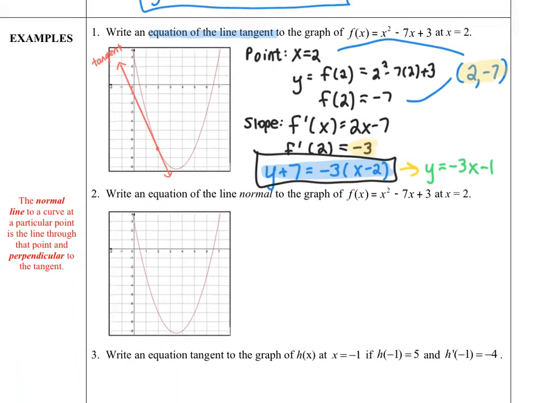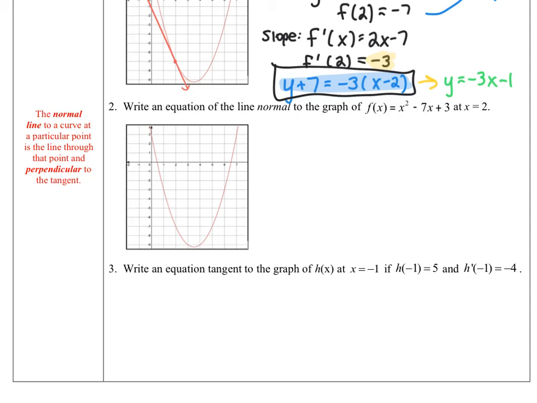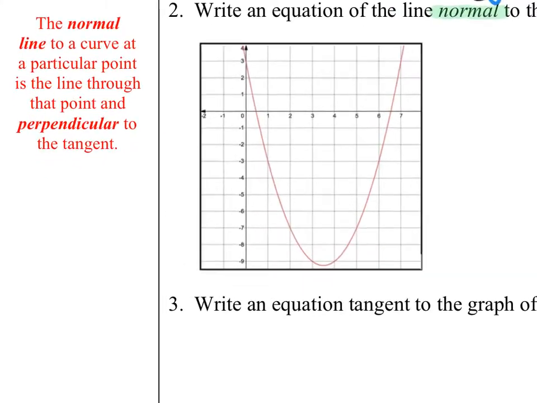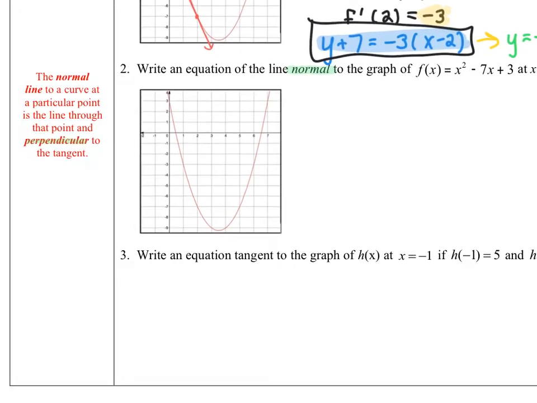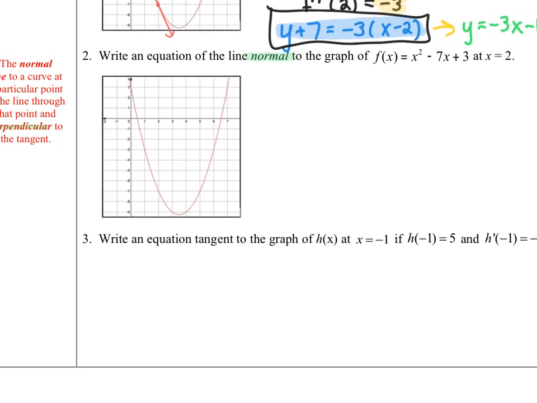This next example has a new word in here for you, and that word is normal. And what it means to be normal, and I have off here to the side, it just means that we are going to be perpendicular to the tangent line. So let's go ahead and get our tangent line into this graph.